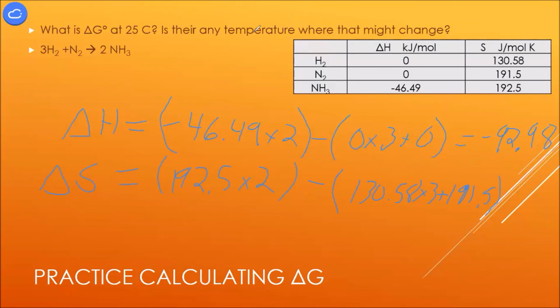So, I wonder if I can change the color. Red? Well, it'll be for the next time. So 192.5 times 2 minus 194. It's negative 583.